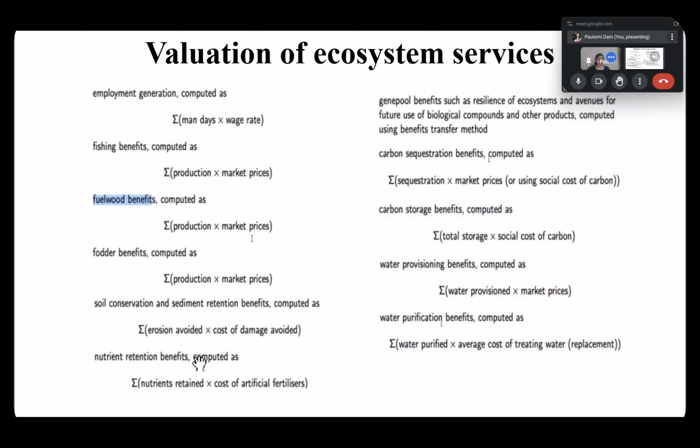For example, gene pool benefits such as resilience of ecosystem and avenues for future use of biological products, which is what we have just looked at. Biological compounds are being used for several kinds of applications, but you need to first understand how to harvest them, how to use them. All those steps have their own money associated. Carbon sequestration benefits, but how do you understand them in terms of money? You look into the sequestration that has been done and what kind of market price you have for them. So market pricing on all of these features is what determines the cost of the services that are provided by ecosystems, right?